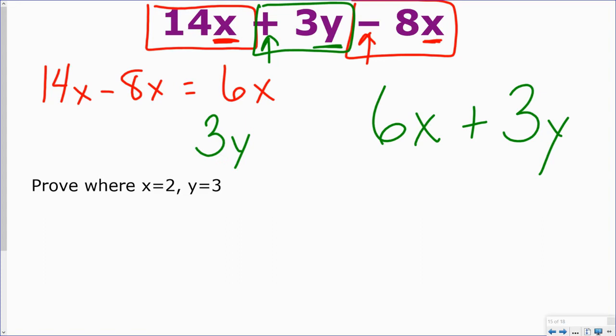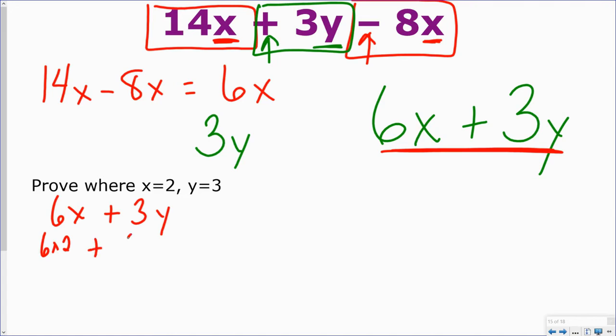And now to prove that those two are the same, we're going to substitute 2 and 3 in for my variables. So here I would have 6x plus 3y, which is this one right here. And so then that would be 6 times 2 plus 3 times 3. 6 times 2 is 12. 3 times 3 is 9. And then when I add those two together, I get a total of 21.